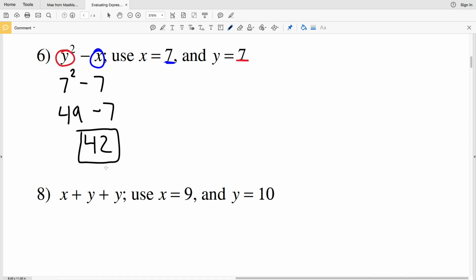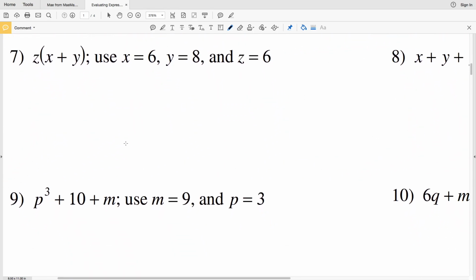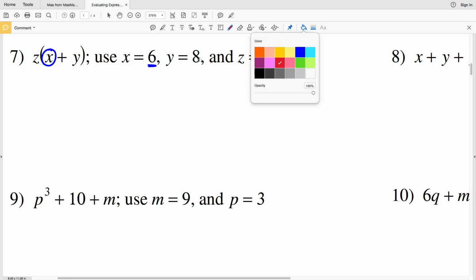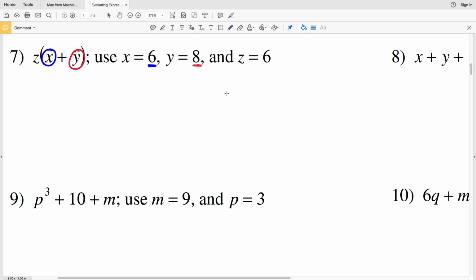So our answer for number 6 is 42. Let's go to number 7. Now 7 is a little different because instead of 2 variables, we now have 3 variables, but we're still doing the same thing. X is 6, so we're going to put 6 in for X. Y is equal to 8, so we're putting 8 in for Y.